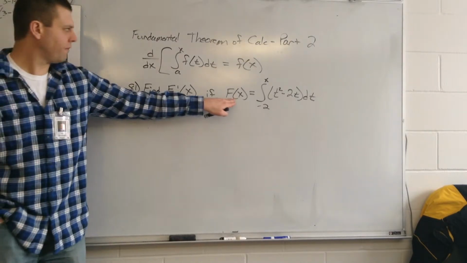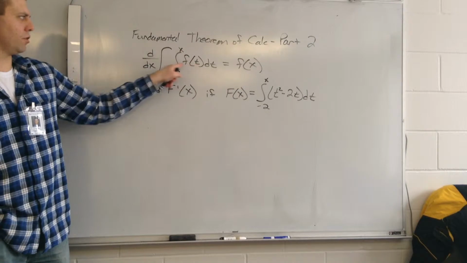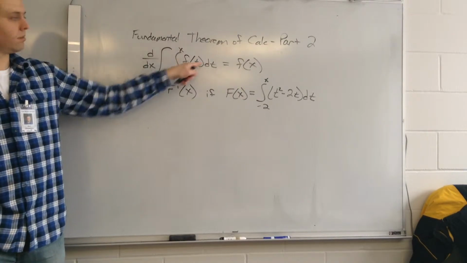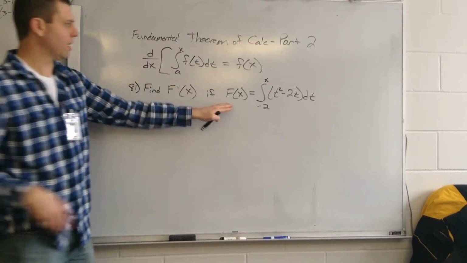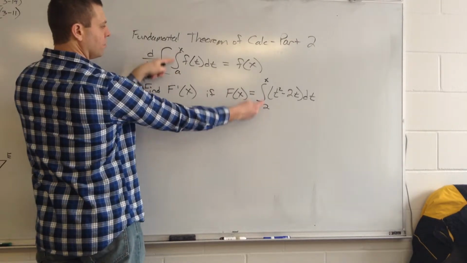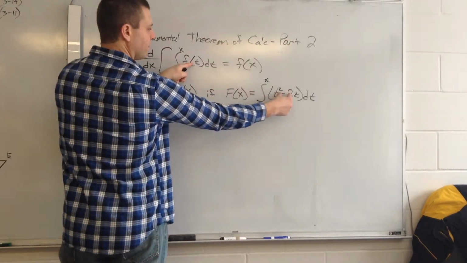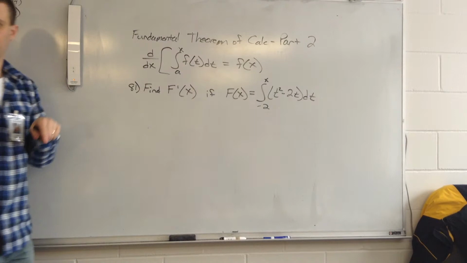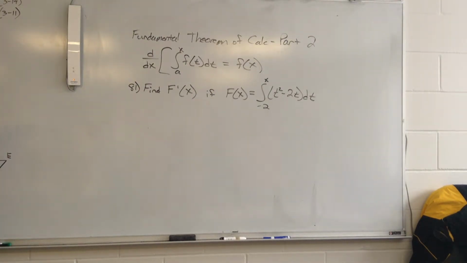So f of x is this part right here. Okay? Because f of x is sort of -2 to x. Here's my f of t dt. This is going to be as easy as you think.